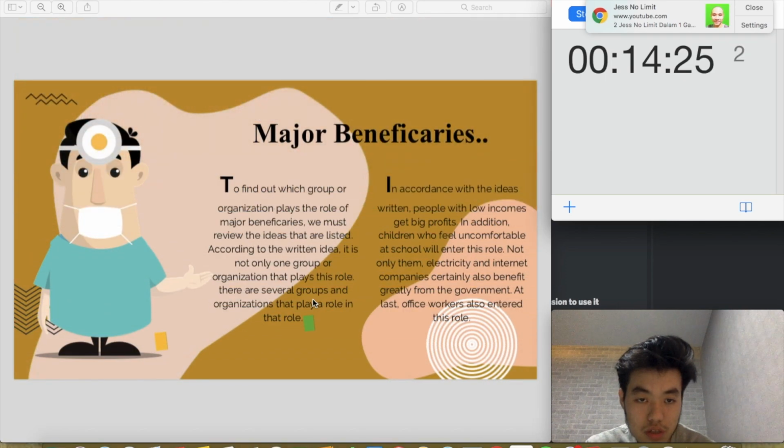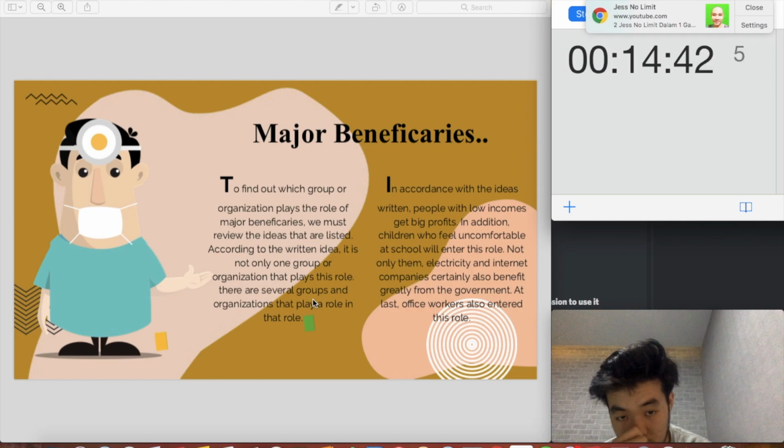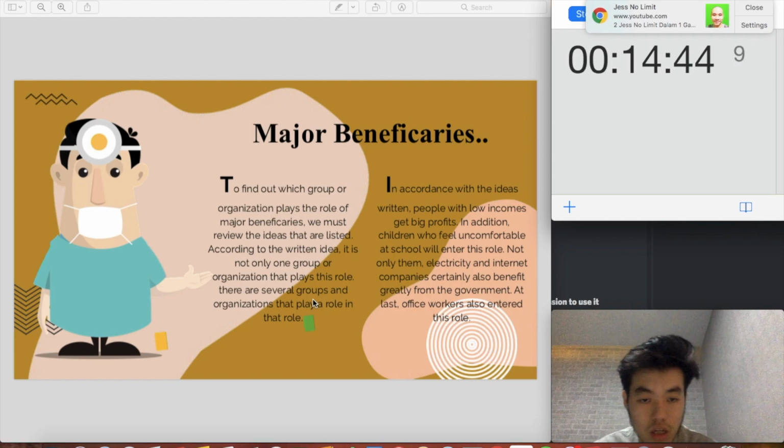So, the major beneficiaries. To find out which groups or organizations play the role of major beneficiaries, we must review the ideas that are listed. According to the written ideas, it is not only one group or organization that plays this role; there are several groups and organizations that play a role. In accordance with the ideas written, people with low incomes get big profits. In addition, students who feel uncomfortable at school will enter this role.